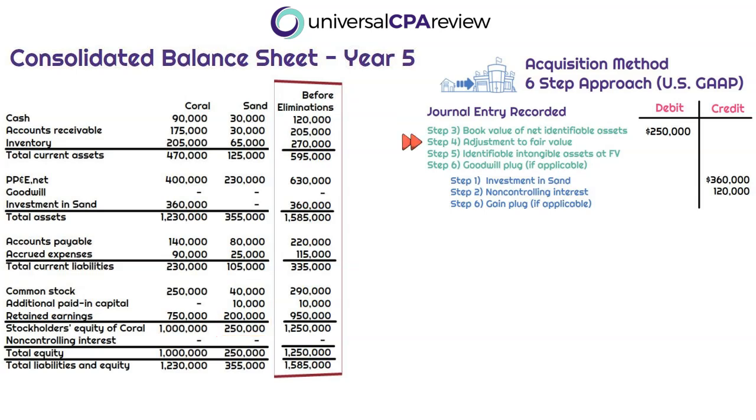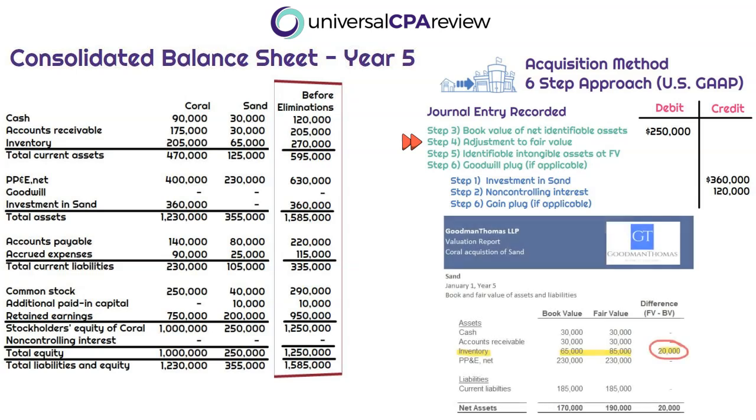So for step 4, this is the adjustment to fair value for the assets and liabilities, excluding intangible assets and goodwill, for Sand. Well, remember the valuation report said everything was the same except for inventory, which was $20,000 higher. And then there was also that statement in the instructions that said there were no changes from January 1st, year 5 to the end of the year, right? So our only adjustment here is to increase inventory by $20,000, which is a debit.